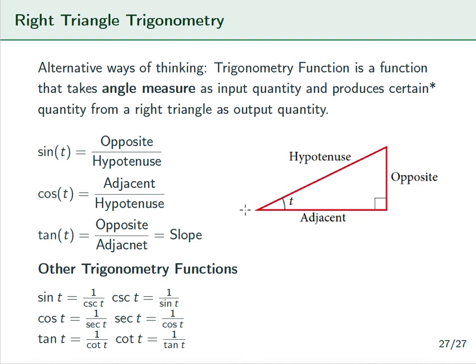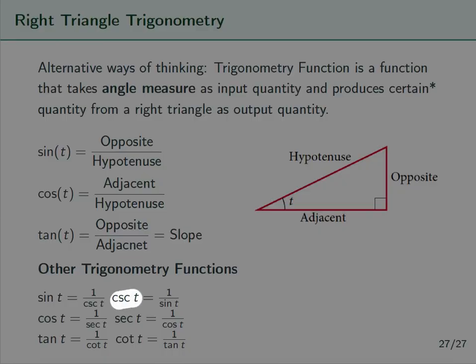And other trig functions, we have cosecant. This is how we say cosecant here. Cosecant is 1 over sine. We have secant, which is 1 over cosine t, and cotangent as 1 over tangent t. So they are reciprocals of each other. We can find these values once we find sine, cosine, and tangent of the given angle measure.